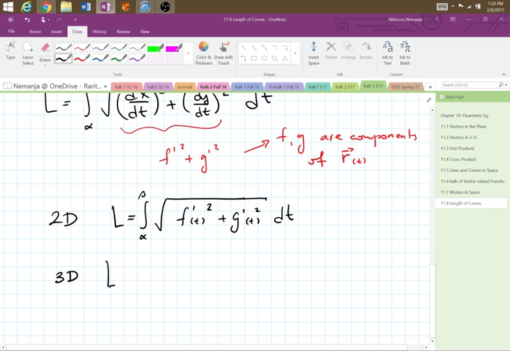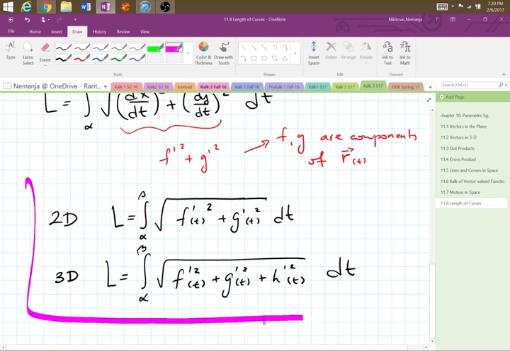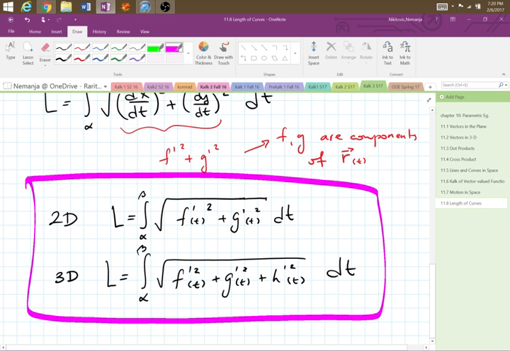And the 3D version will just have another function underneath. So f prime of t squared plus g prime of t squared plus h prime of t squared dt. So that will be the parametric approach.